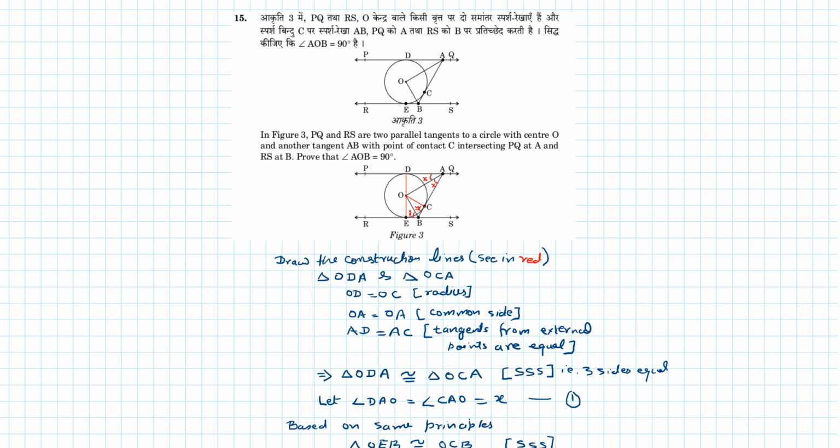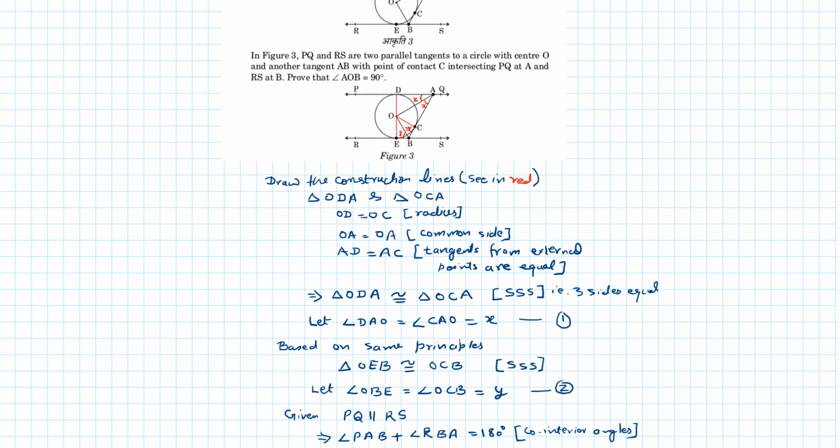This is our AB, with point of contact C, intersecting PQ at A and RS at B. Prove that angle AOB is equal to 90 degrees. Let us look. So let us draw the construction line. तो हमने क्या किया है यहाँ D और E को join किया है.